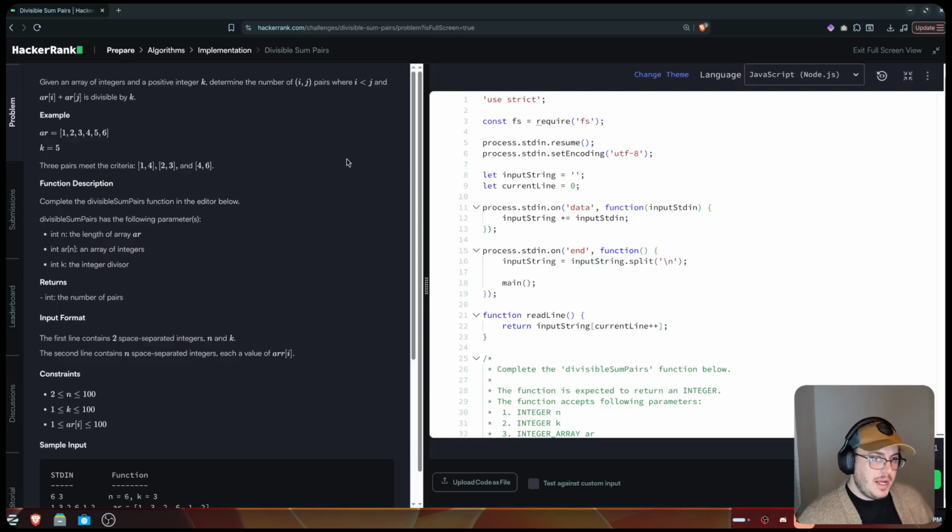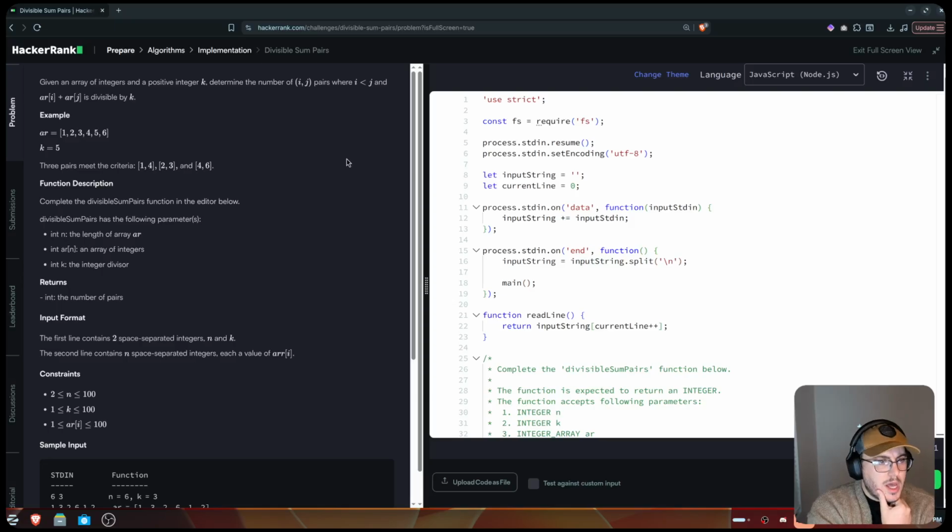Example, you have an array, 1, 2, 3, 4, 5, 6. Looking for, I guess, k. The addition of 2 needs to be divisible by k. Okay, so in this case, 5. So something like 5 would be divisible by 5. So 2 and 3, I'm guessing 1 and 4, and yeah, and 4 and 6. Okay, that makes sense. 3 pairs meet the criteria: 1 and 4, 2 and 3, and 4 and 6.